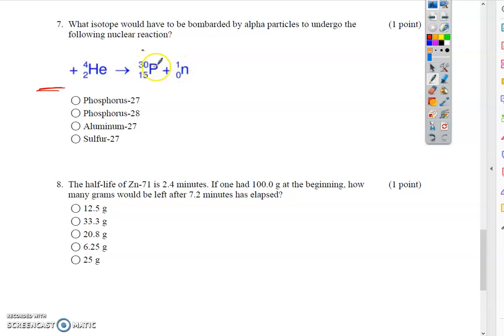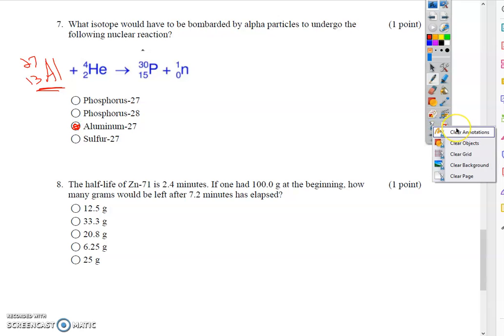So on the product side, this adds up to 31. So you need a 27 here, because 27 plus 4 will give you 31. You have a total of 15 on the right. So you need a 13 here to give you 15. And then you find out what has atomic number 13, and that is aluminum. So you end up getting aluminum-27.